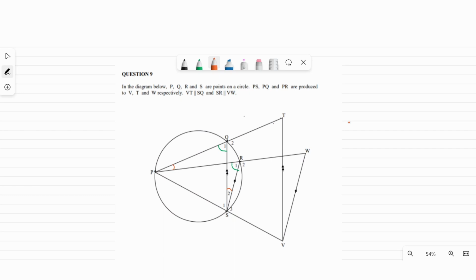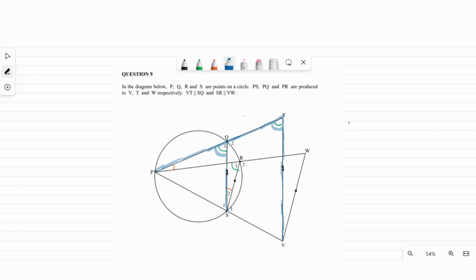It says PS, PQ, and PR are produced to V, T, and W respectively. So it's saying that they have extended PS, PQ, and PR to create V, W, and T. And they tell us that VT is parallel to what? To SQ, which is this line. So what do we know about parallel lines? We need to check one of the properties. If I create an F here like this, what can we see? We see that this angle is going to be equal to this angle, and that's what? That's corresponding angles, meaning also this angle is going to be green.